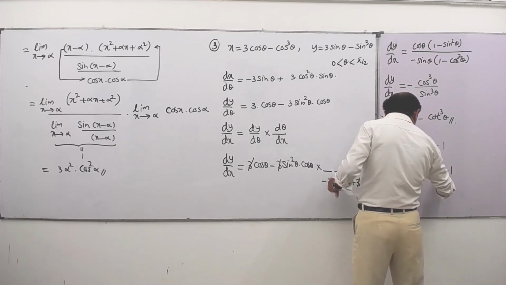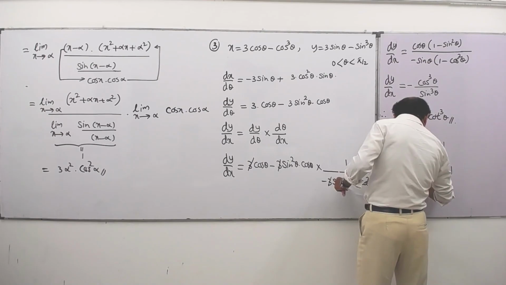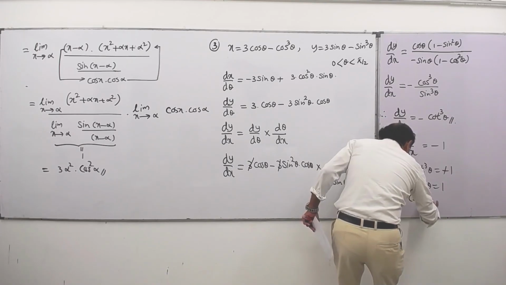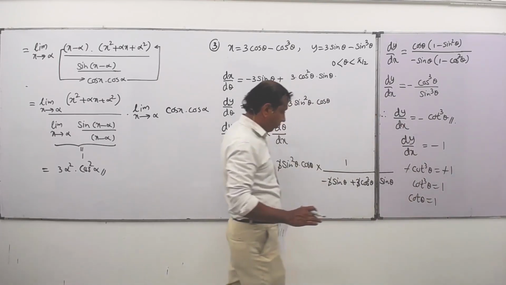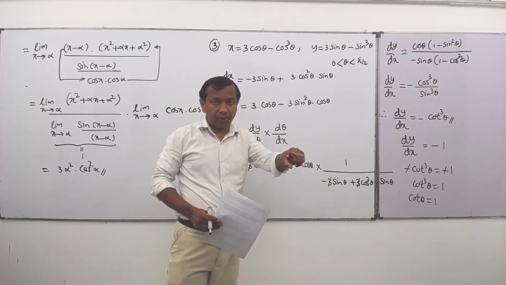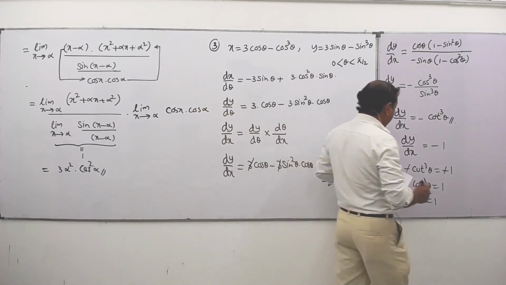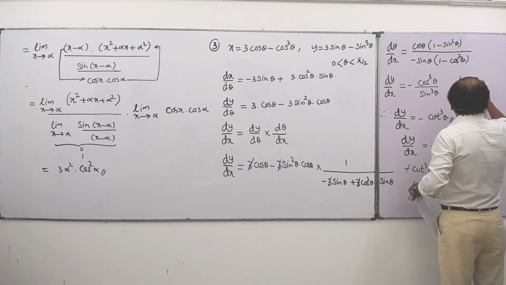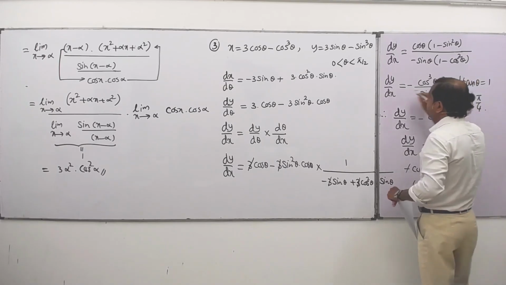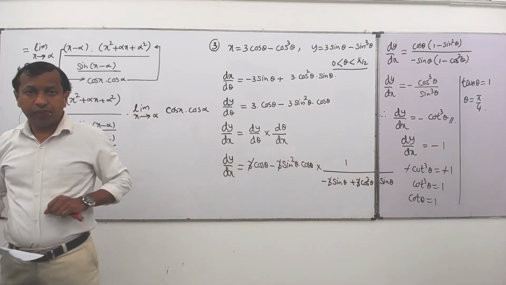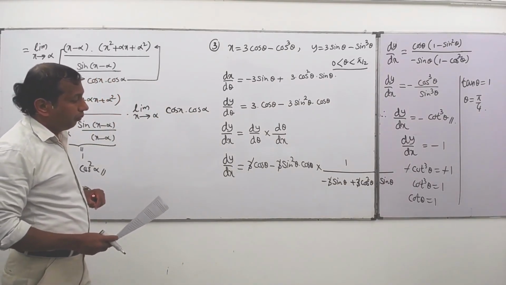But dy by dx is minus cot cube theta, put that there. Minus 1. Minus signs you can cancel down. Cot cube theta is 1, which means cot theta is 1. Cot theta means 1 over tan theta. 1 over tan theta is 1 means tan theta is 1. That means theta is pi by 4, because theta lies between 0 and 90, no? Then we know the theta value is pi by 4.